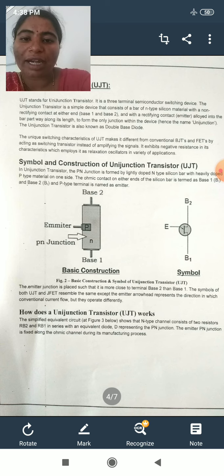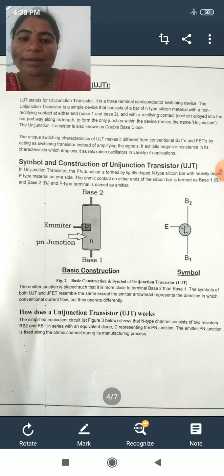The unique switching characteristics of the UJT make it different from the conventional BJT, that is bipolar junction transistor, and FET, that is field effect transistor, by acting as a switching transistor instead of amplifying the signal. The UJT also acts as a triggering device and a switching device. It exhibits negative resistance in its characteristics, which lets it be employed as a relaxation oscillator.